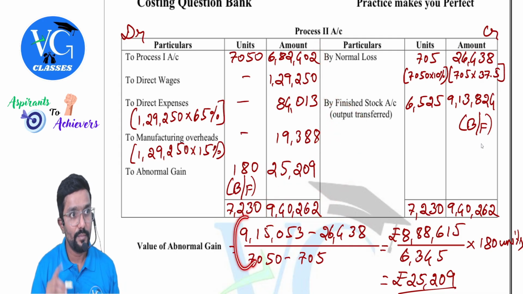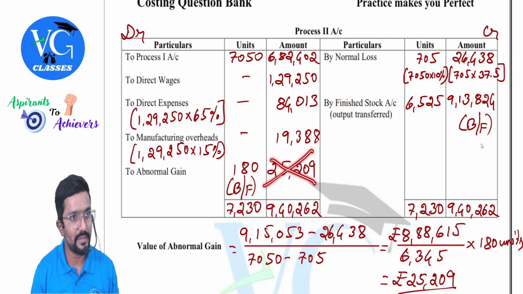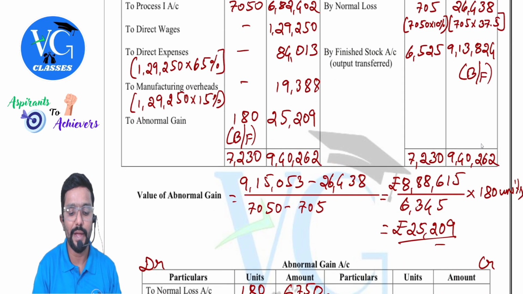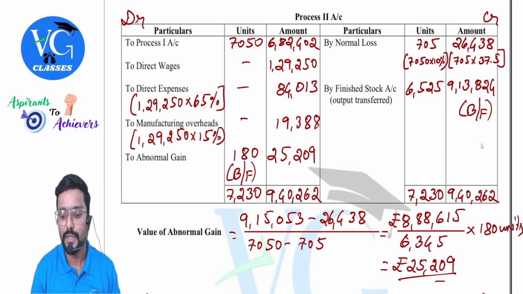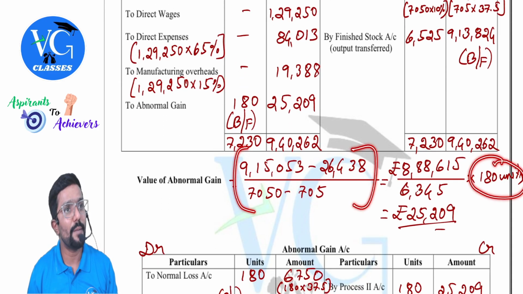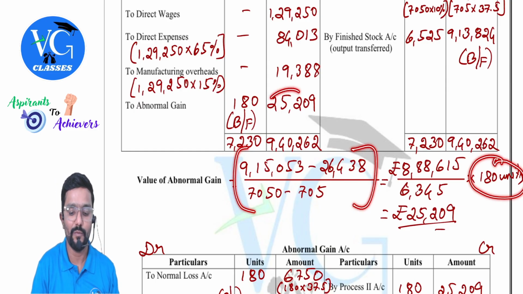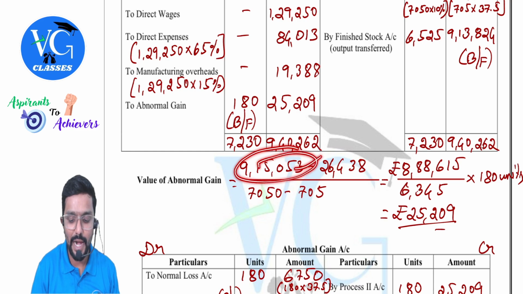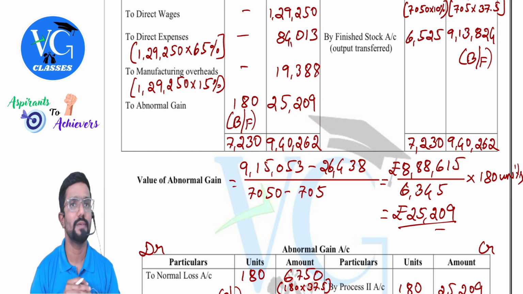So total cost. Please be careful. Total cost will not include this. We have not yet determined this. Only this will come: minus scrap value, divided by input minus normal loss units. You will get cost per unit. Multiply with abnormal gain units, you will get the value of abnormal gain. Now, whatever value you have got here, add this and write the total.